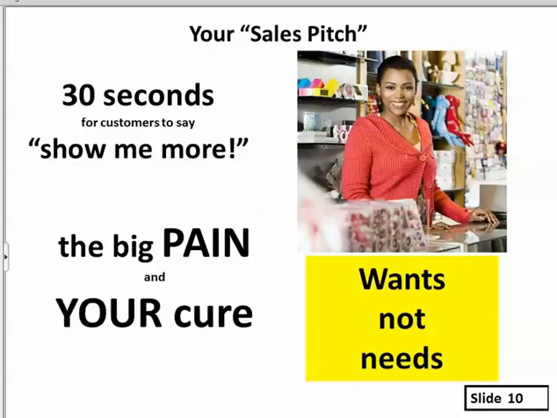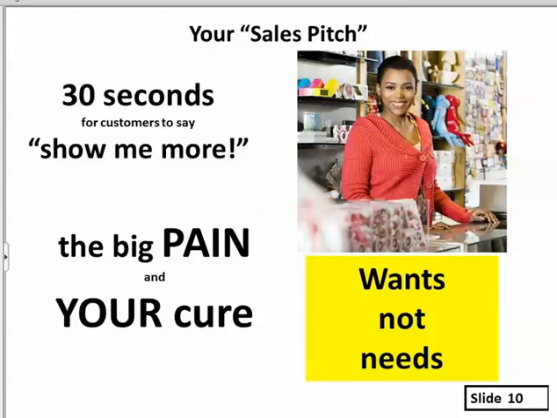And then I did allude a little bit to the fact that your sales pitch is similar in some respects, but a much quicker hook, if you will. You're dealing with a different group of people, especially if you're in a retail situation like the picture indicates here. That means somebody's gone to the trouble of walking into your establishment, so obviously they have some kind of interest.